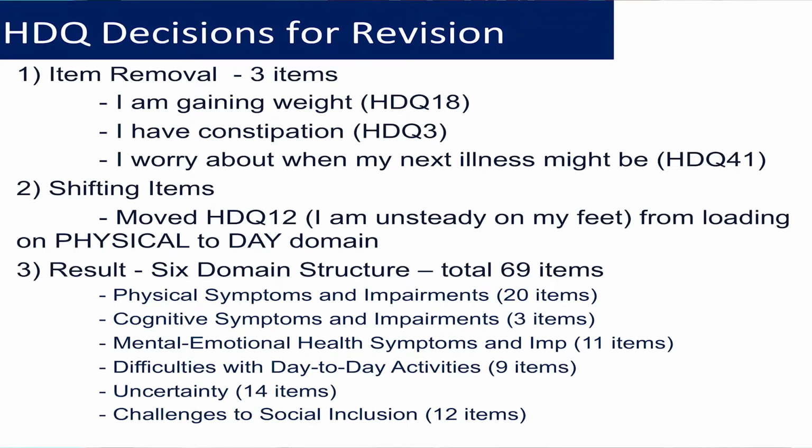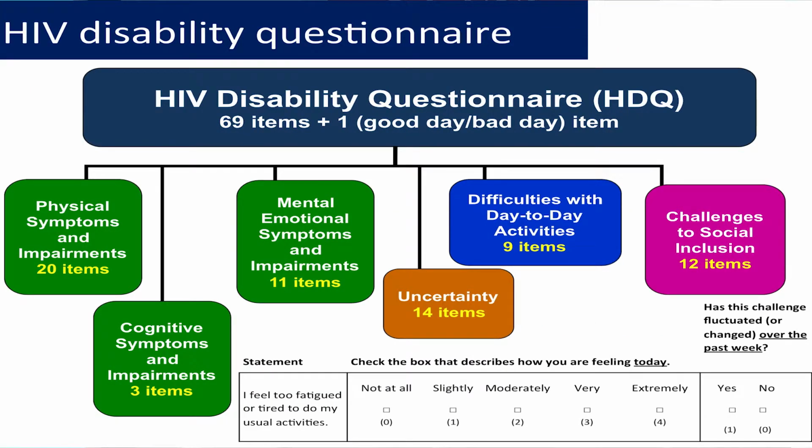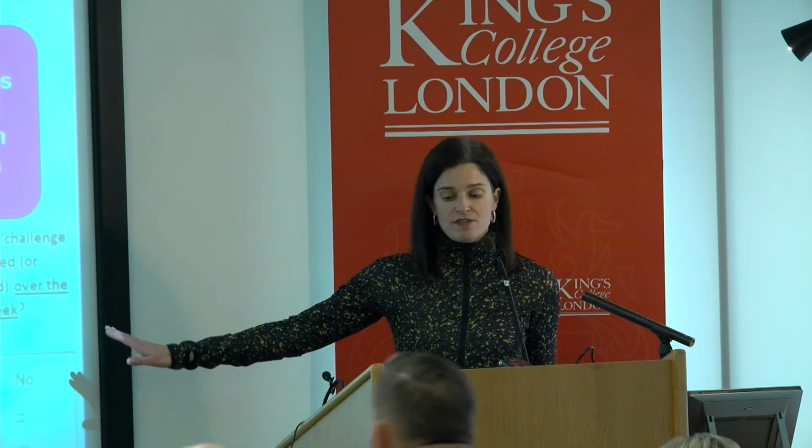The HIV Disability Questionnaire, which consists of 69 items across these 6 domains, and you can see the number of items in each of the domains with a 5-point response option scale, and then you have here your episodic scale, asking whether that challenge fluctuated in the past week, yes or no. We went from 72 items to 69 items. Mental note, not a whole lot of item reduction.